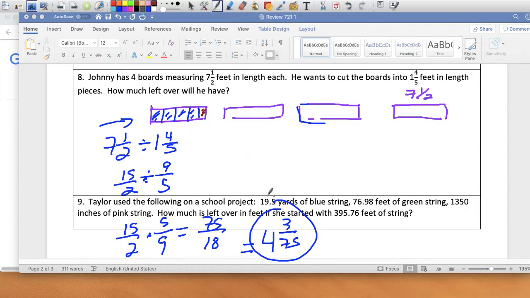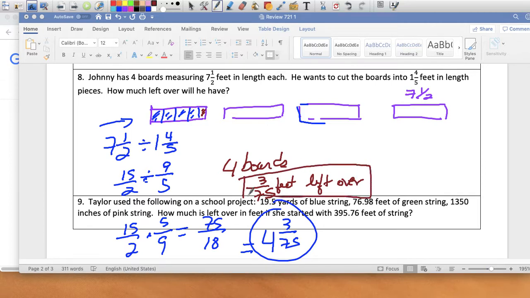You actually can only make 4 boards, and you're going to have 3 over 75 left over. So you can make 4 boards, and you're going to have 3 over 75 of a foot left over. Right? And the same thing is going to repeat here. You're going to have 3 over 75 left over here, 3 over 75 left over, and 3 over 75 left over.